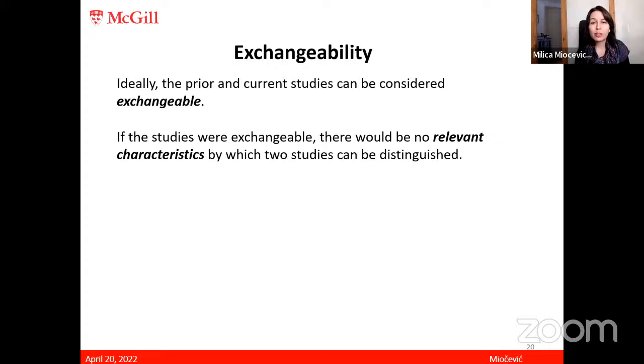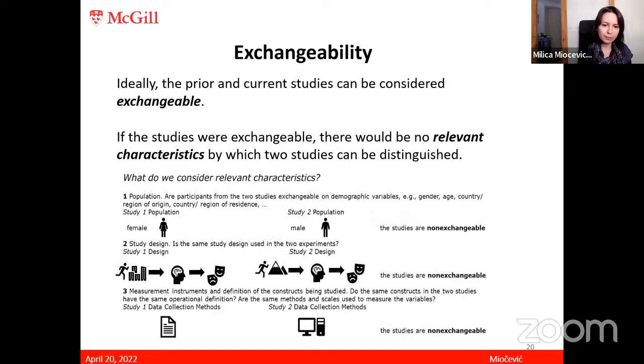That would mean that there are no relevant characteristics by which the populations from the two studies can be distinguished. So in this talk, I focus mostly on how to mitigate population differences between the prior information and the current study, but there are many other things that could come into play that are topics for future research. So for example, our two studies could differ based on the population the sample was drawn from. Power priors, as I'll explain, will be one solution to that.